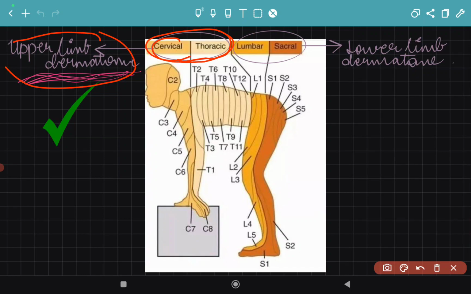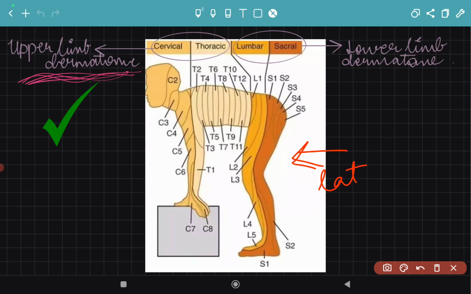So here C1 is not mentioned, so we are directly talking from C2. As we can see, C2 and then below that C3, C4, C5, C6, C7 and C8. So if we talk about this diagram, if we assume the human body in this particular position as seen in the lateral view or the side view, then this is the easiest way to remember the dermatomes.